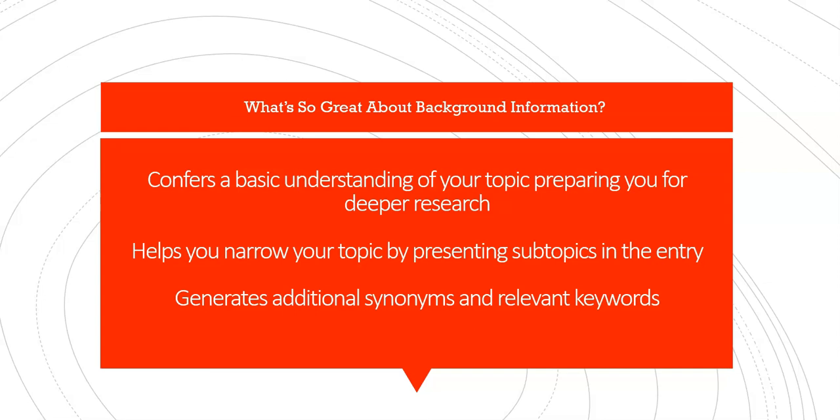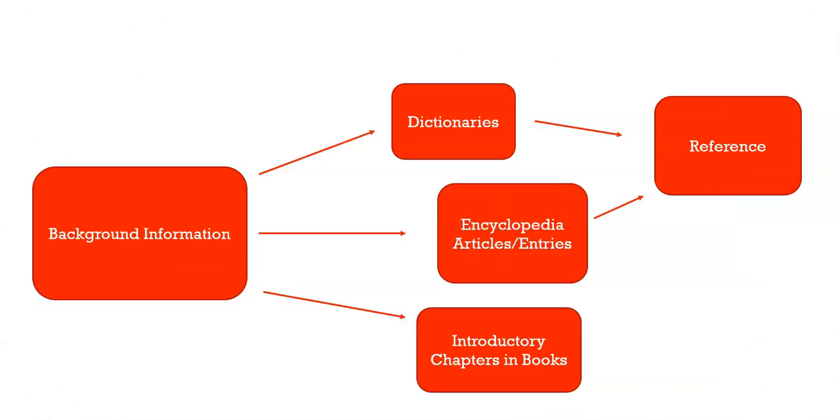It also assists you in narrowing your topic by presenting subtopics that you'll see and you'll read throughout the entry that you're looking at. Background information is also very good for giving you additional synonyms on your topic that describe your topic or relevant keywords that have to do with your topic and are related. So it makes further research more productive as well.